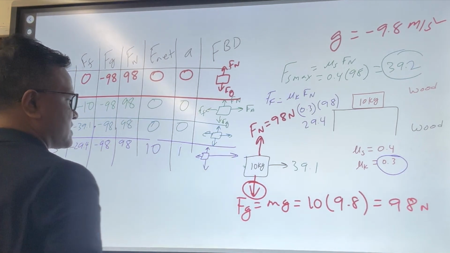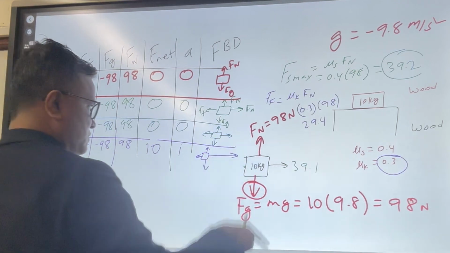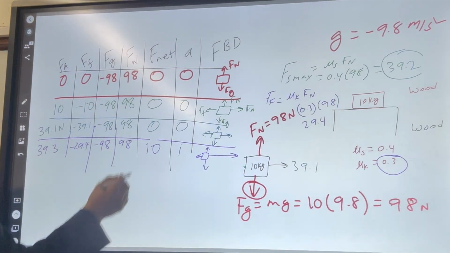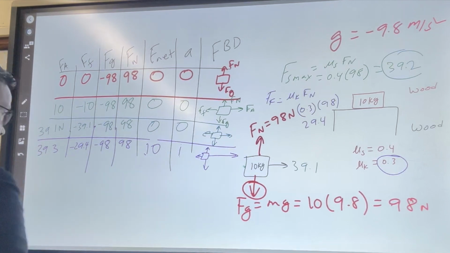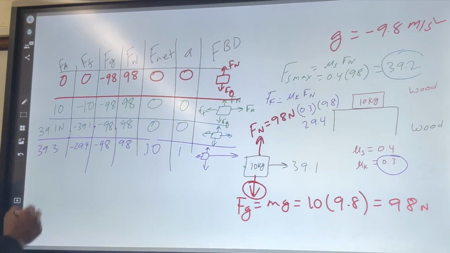All the four forces acting on it, the box is accelerating in this direction because there is a net force of 10 Newton and an acceleration of 1 meter per second squared. All right.